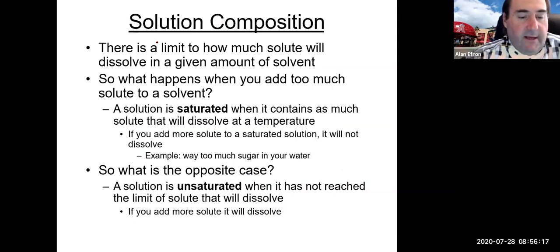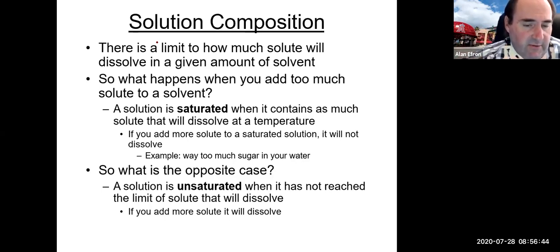And that brings us to a couple of ways that we can describe solutions. One is a saturated solution. If you make a saturated solution, basically what that means is you have hit the maximum amount of solute that will dissolve in a solvent. So remember, a solution is made up of two things, the solute, which is the smaller part, and the solvent, which is the larger part.